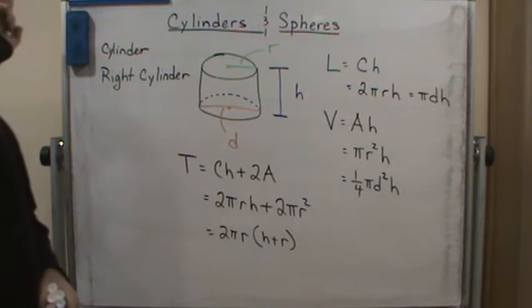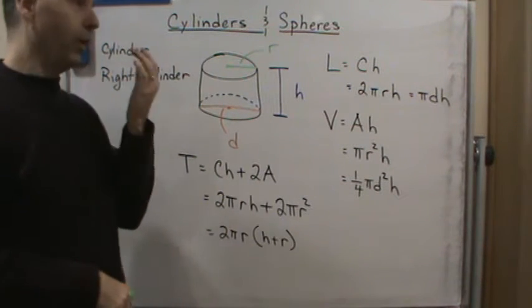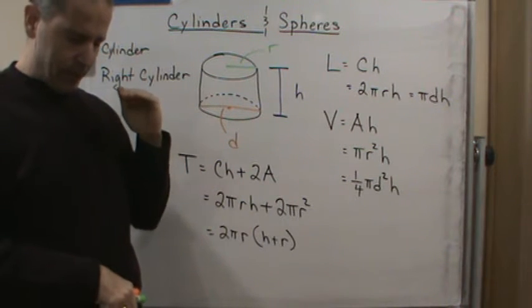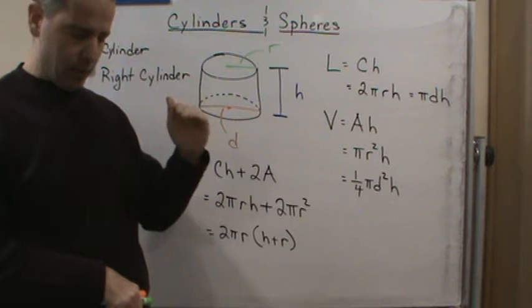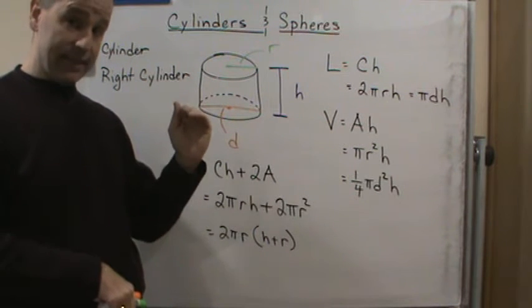Now, if it's a right cylinder, then the altitude and the height are the same thing. Never mind, scratch that. Height and altitude are always the same thing. The height and the slant height are the same thing.